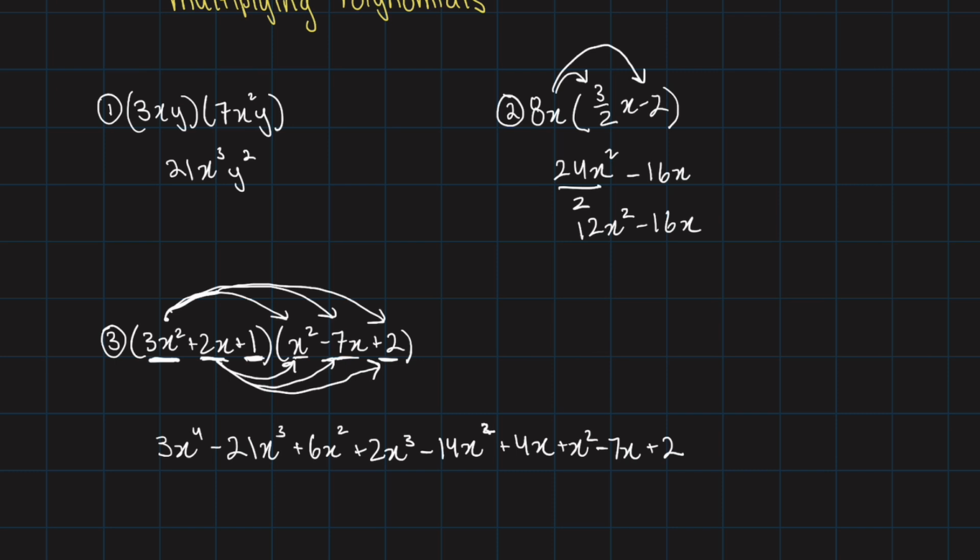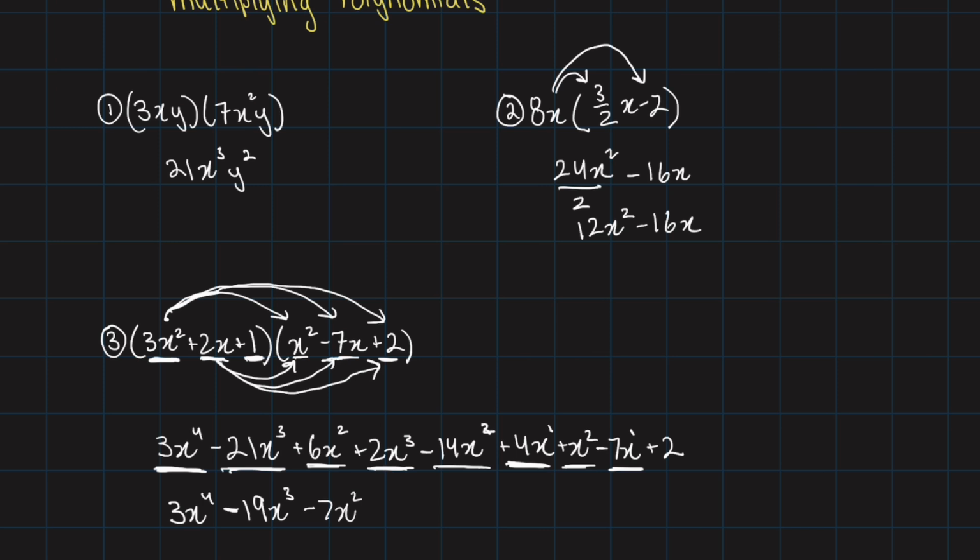Alright, and now we just are going to collect the like terms to simplify. So there's only one term that has the exponent 4, so we leave that as it is, 3x to the power 4. But we have two terms that are x cubed. So we have negative 21x cubed plus 2x cubed, so that gives us negative 19x cubed, right? And then we have 6x squared, negative 14x squared, and positive 1x squared. So 6x squared minus 14x squared is negative 8x squared, and then plus x squared is negative 7x squared.